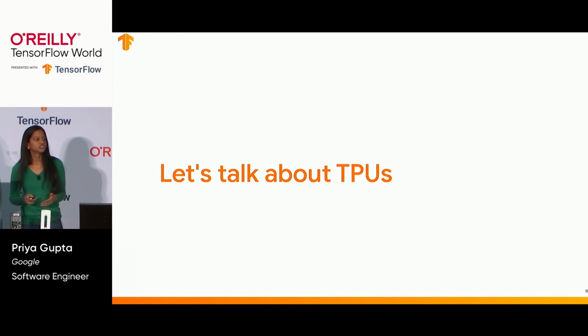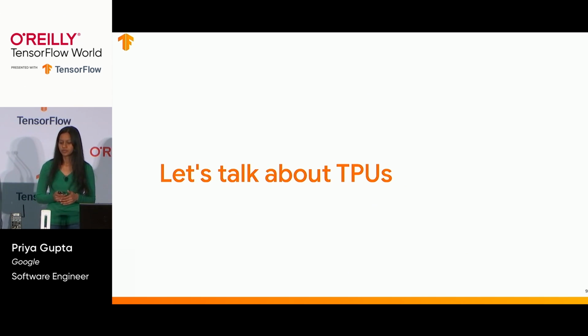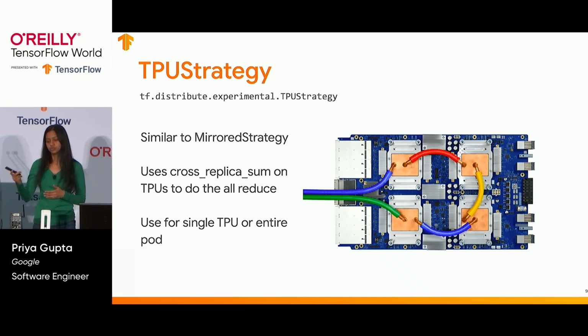So we've been talking about multiple machines, multiple GPUs. What about TPUs? You've probably heard about TPUs in this conference somewhere else before. TPUs are custom hardware built by Google to accelerate machine learning workloads. You can use them through Cloud TPUs, or you can even try them out in Colab. Distribution strategy provides TPU strategy for you to be able to scale up your training to TPUs. It's very similar to mirror strategy in that it implements synchronous training. And it uses the cross-replica sum API to do the all reduce across the TPU cores.